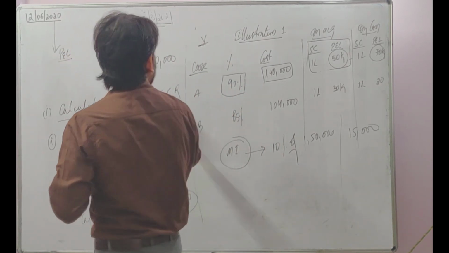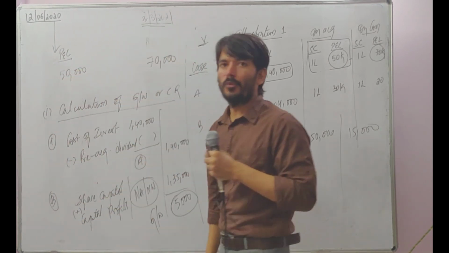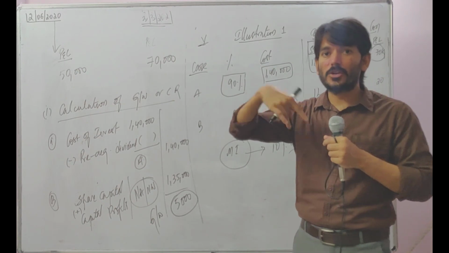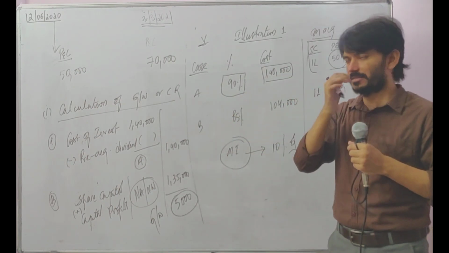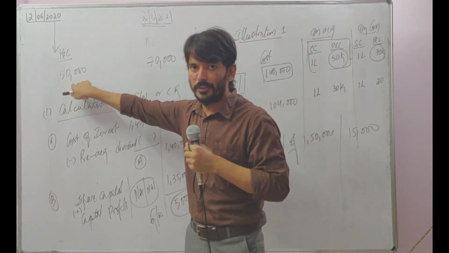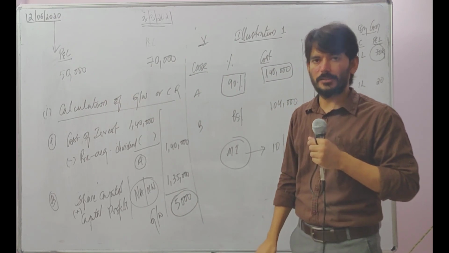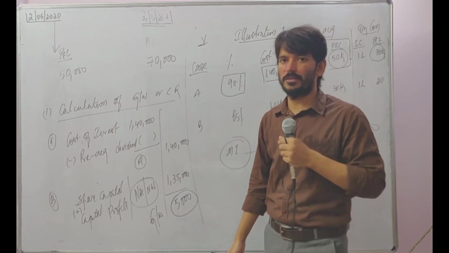P&L on the date of acquisition is 50,000. Now we will try to apply the concept which we have learned in the last session. When you are purchasing the company, there was a profit of 50,000. Did you take this 50,000 into your P&L? I'm asking you a question. If you were in front of me, I would have asked this.